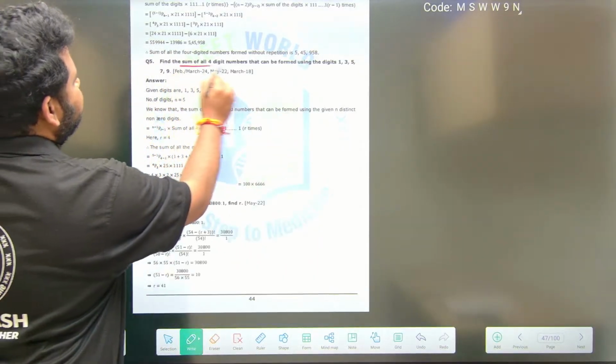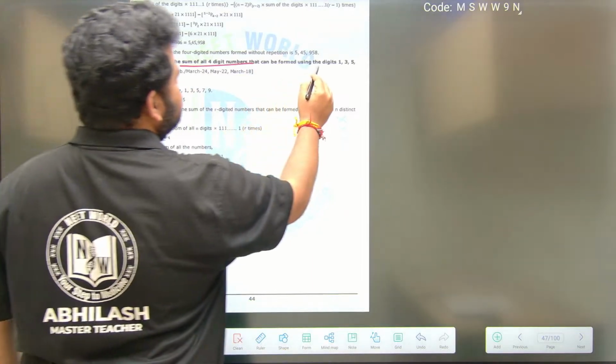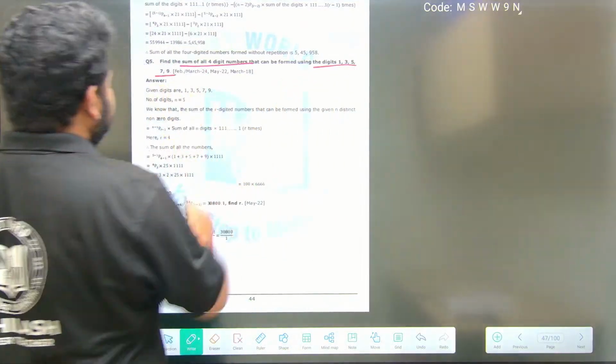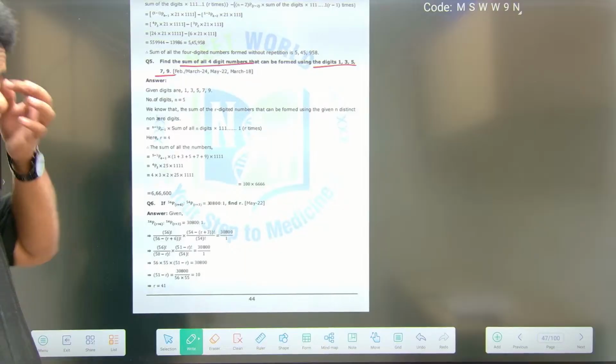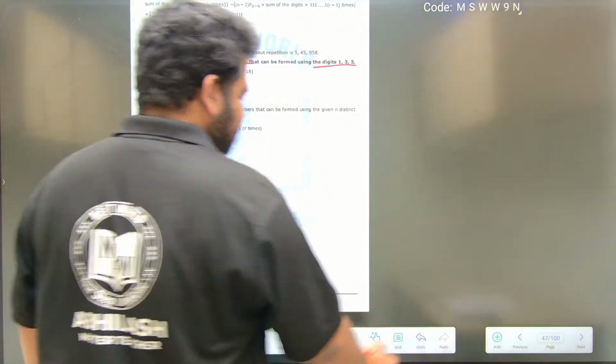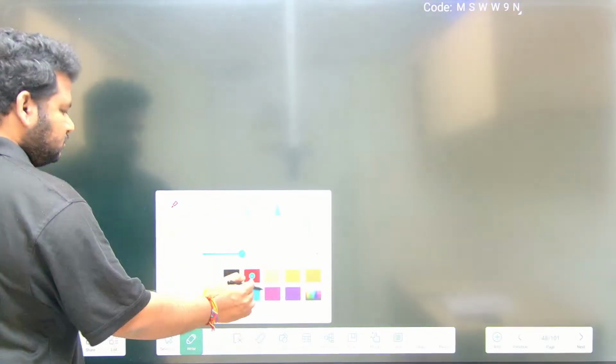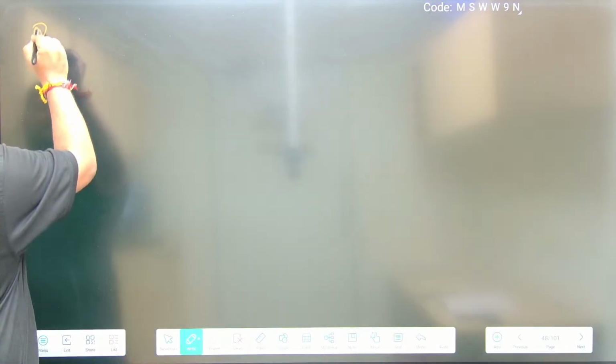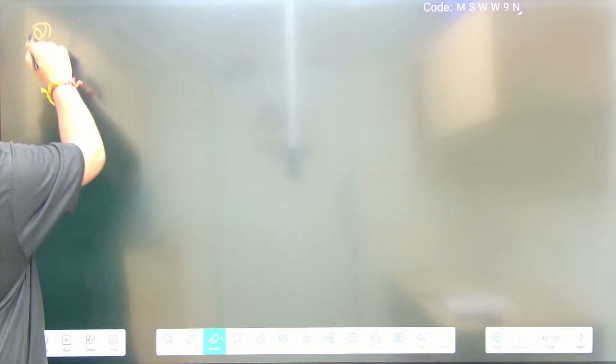Find the sum of all 4-digit numbers that can be formed using the digits 1, 3, 5, 7, 9. This is the question. Okay, let us take up this question. They are asking the sum. What were we given in the question?